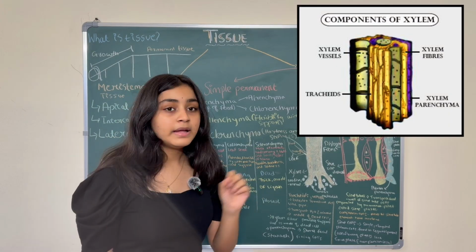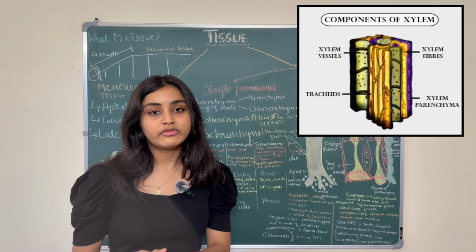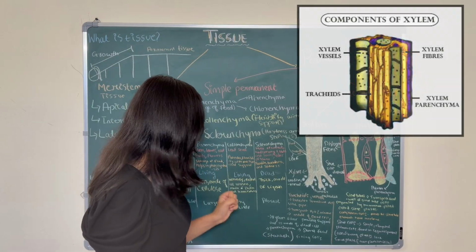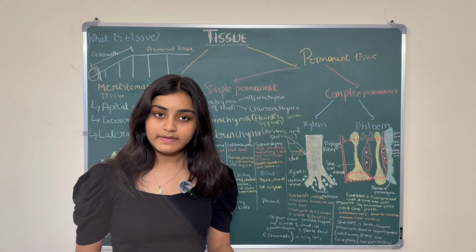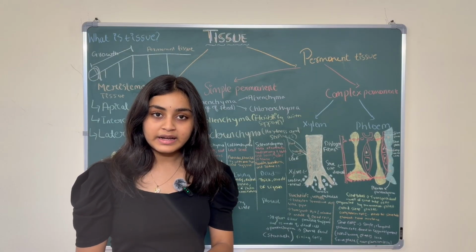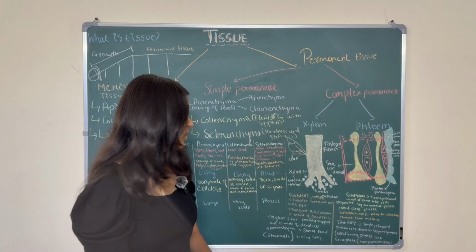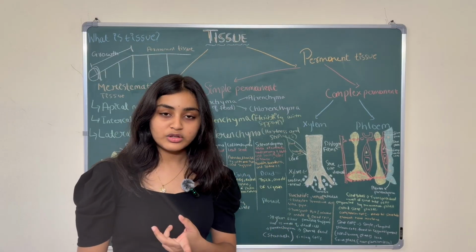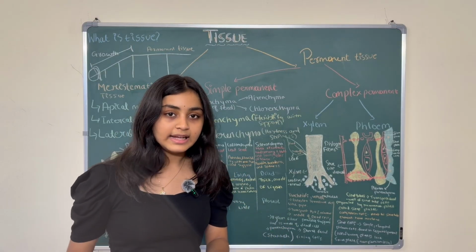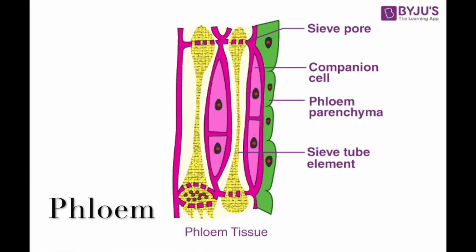And here xylem tracheids and vessels are both made up of dead cells. Okay, and xylem parenchyma is the only one which is made up of living cells. And what is the role of xylem parenchyma? It is to store food. What kind of food? Starch. So now this was all about xylem, and you have to remember the only living thing in xylem is the xylem parenchyma. Okay, now we will move on to phloem.